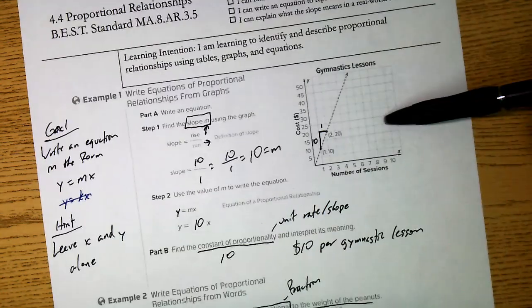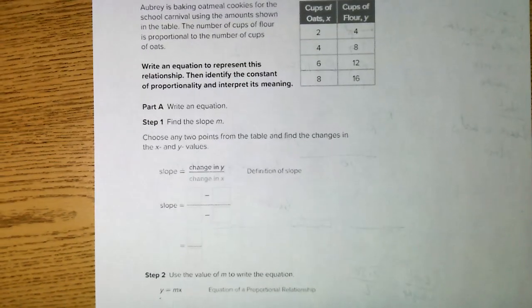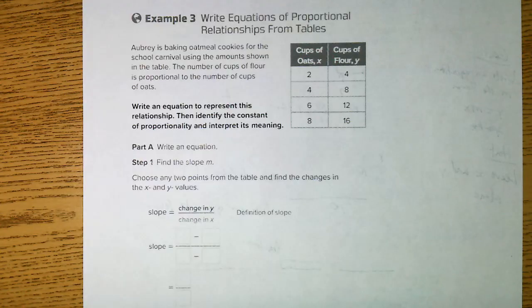So we did one graph problem. We did one from words. Now you've got a table problem. Aubrey is baking oatmeal cookies for the school carnival using the amount shown in the table. The number of cups of flour is proportional to the cups of oats. Write an equation to represent this relationship, then identify the constant of proportionality and interpret its meaning.